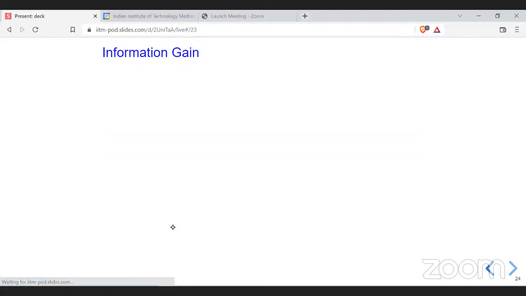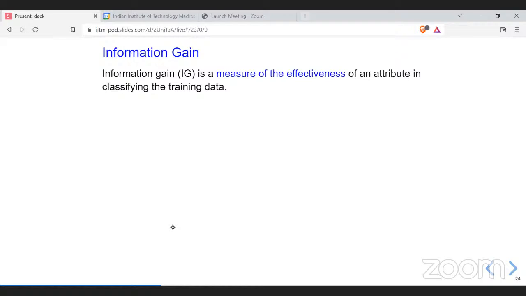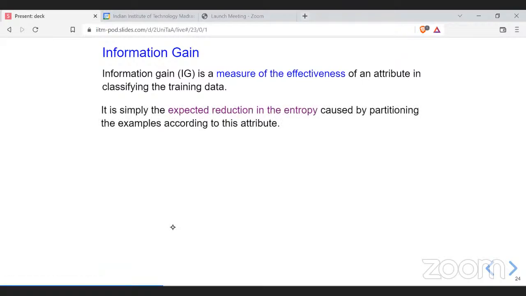Okay, and one more measure is the information gain. It is the difference between the entropy or the Gini index. Any of these measures you can use for finding information gain. So it is the difference between the entropy before the splitting and after the splitting, right?